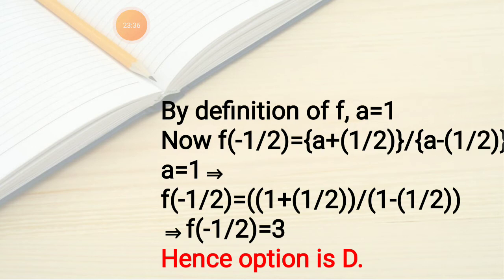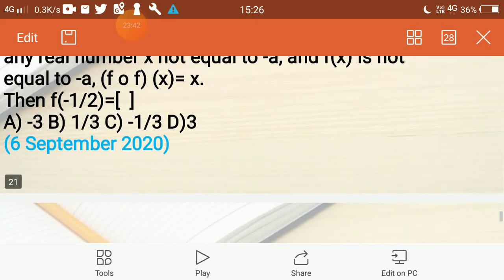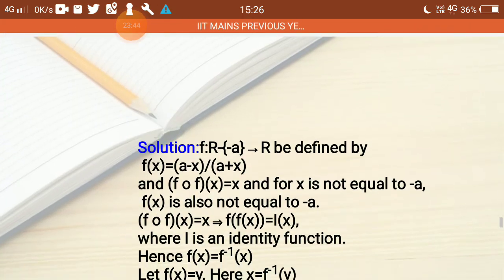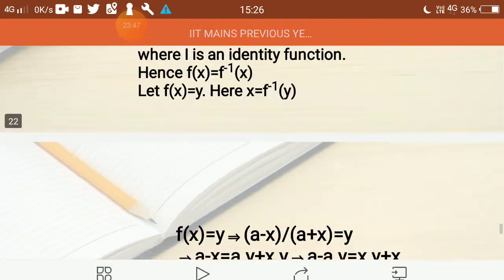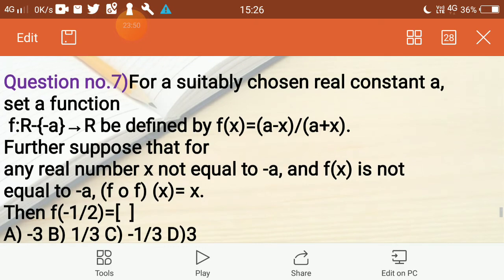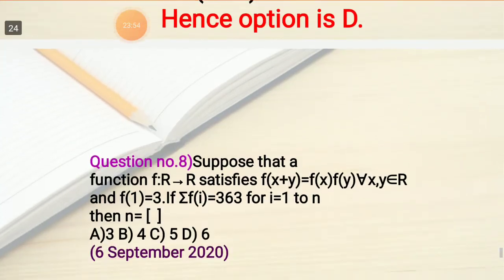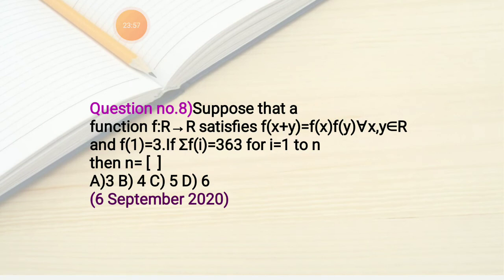3 by 2 by 1 by 2, 3. F of minus 1 by 2, 3. So option D. Let us check, because sometimes we may miss. So option D. This was asked on 6 September. Somewhat thinking question. This is a good question. Now 8th question, it is a routine question.